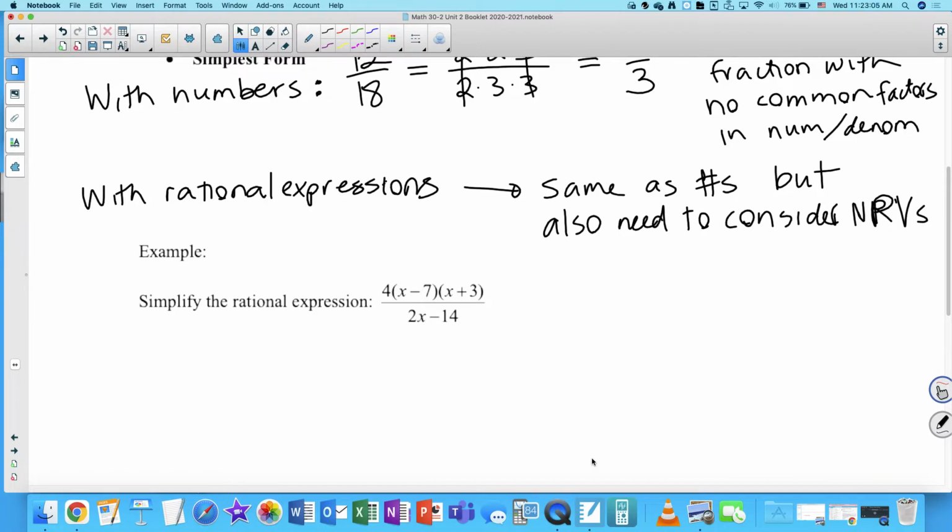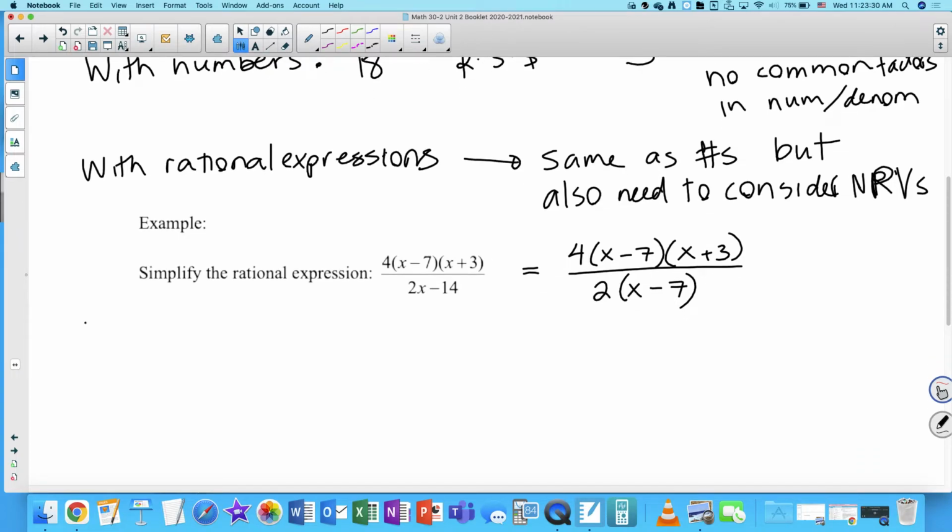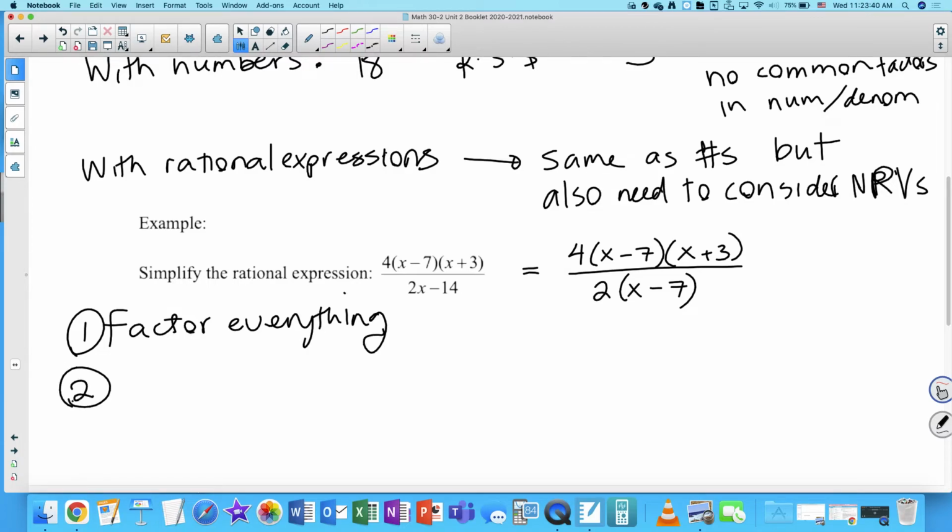Can we factor the denominator? Yes. Okay, so what can we do with the denominator? Right. There is a common factor of 2. And we're left with x minus 7. Okay? So here's what we're going to do. Step 1 to all of these questions, factor everything. Okay? Step 2. What do you think we're going to do next?